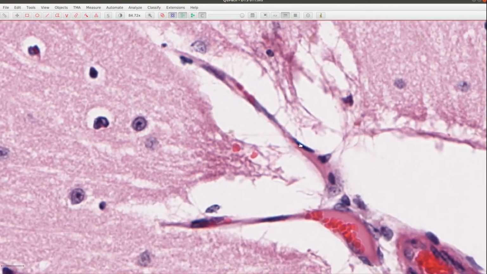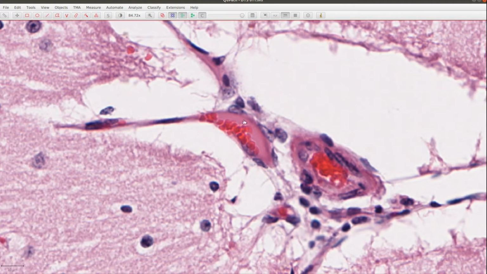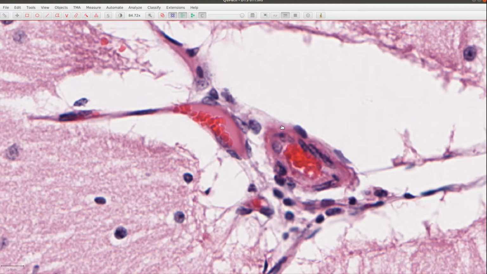I just saw a nice example here of a venule. So it's got a slightly bigger lumen than a capillary. Endothelial cells, but no smooth muscle, right next to an arteriole. And you can really see the difference here between the thickened tunica media with its smooth muscle.